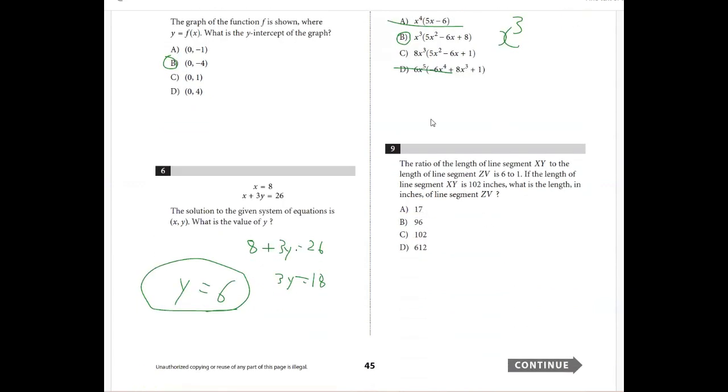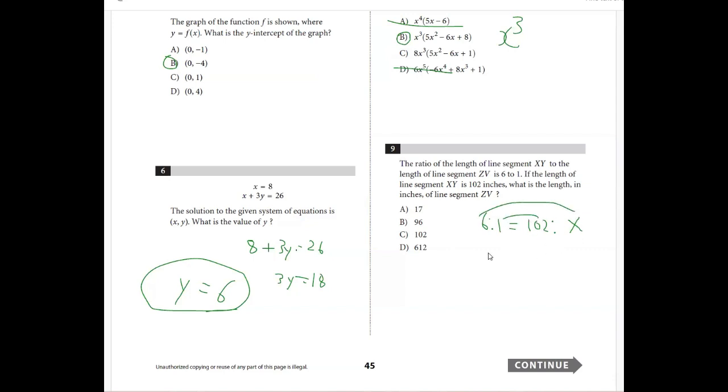The ratio of the length of line segment XY to the length of line segment CV is 6:1. If the length of line segment XY is 102 inches, what is the length in inches of the line segment CV? Okay, so this is a simple ratio problem. So 6:1 is equal to 102 to x.